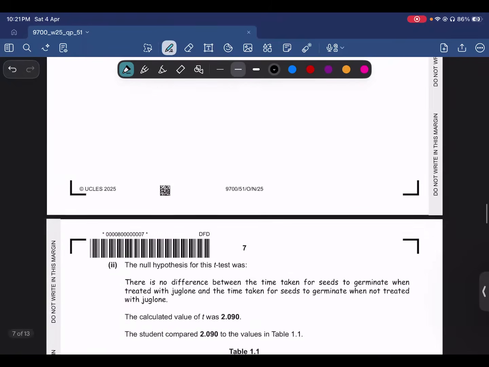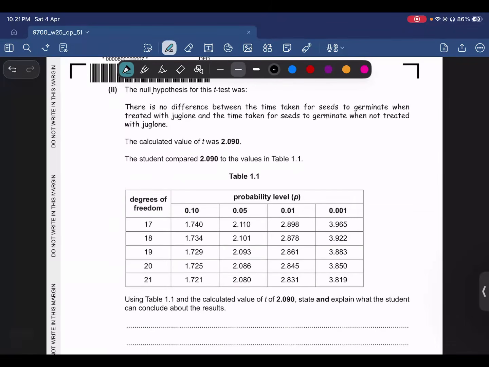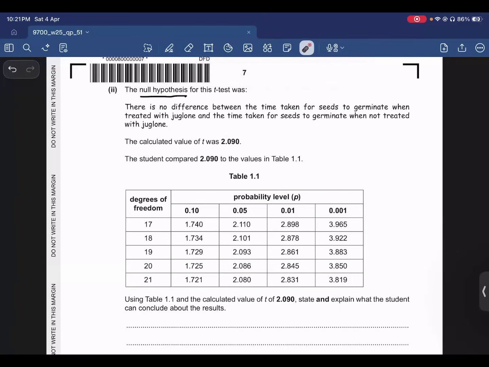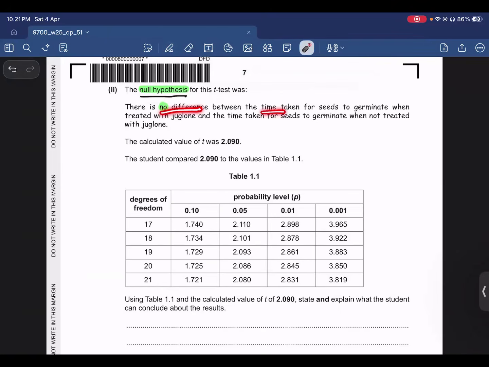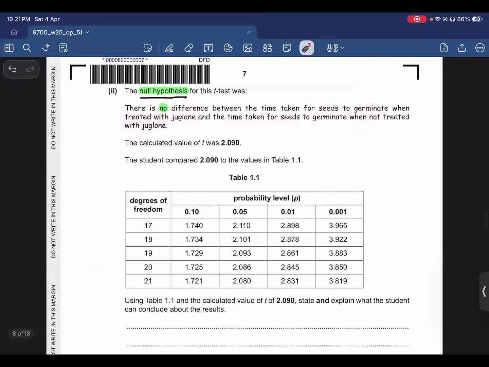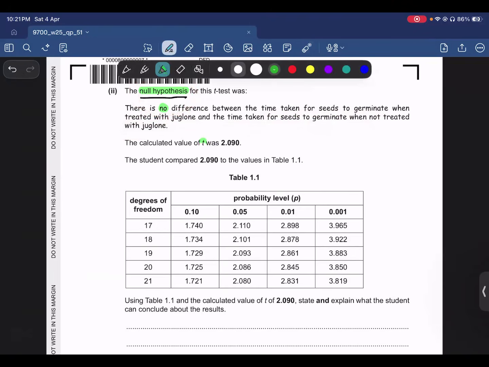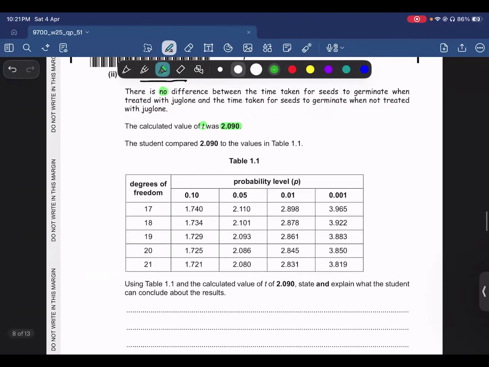Okay, let's move. The null hypothesis, we know what null hypothesis is. For the t-test it was there is no difference. That's what a null hypothesis is. There is no difference between the time taken for the seeds to germinate when treated with juglone and the time taken for seeds to germinate when not treated with juglone. Basically वो कहना चाह रहे हैं कि juglone का कोई effect होता ही नहीं है. That's the null hypothesis. t value जो calculate की वो थी 2.09.